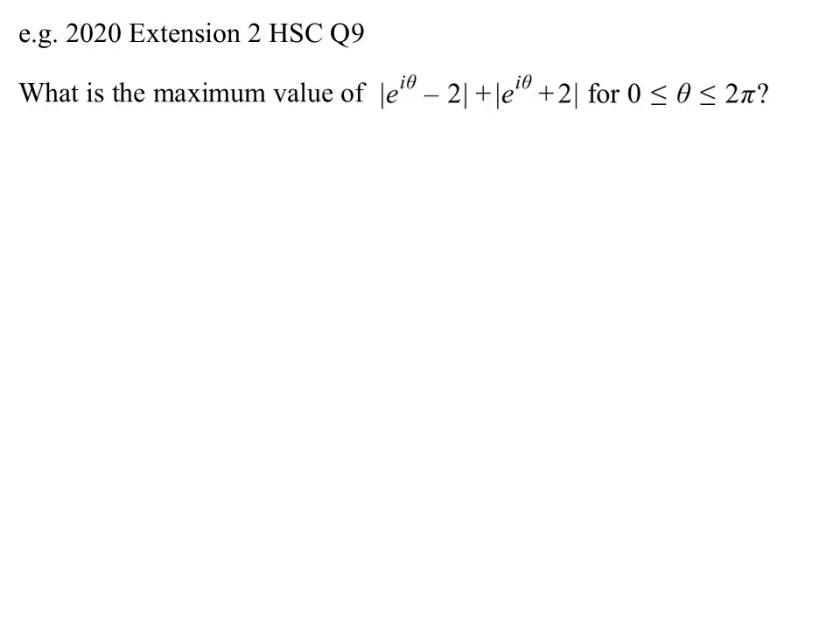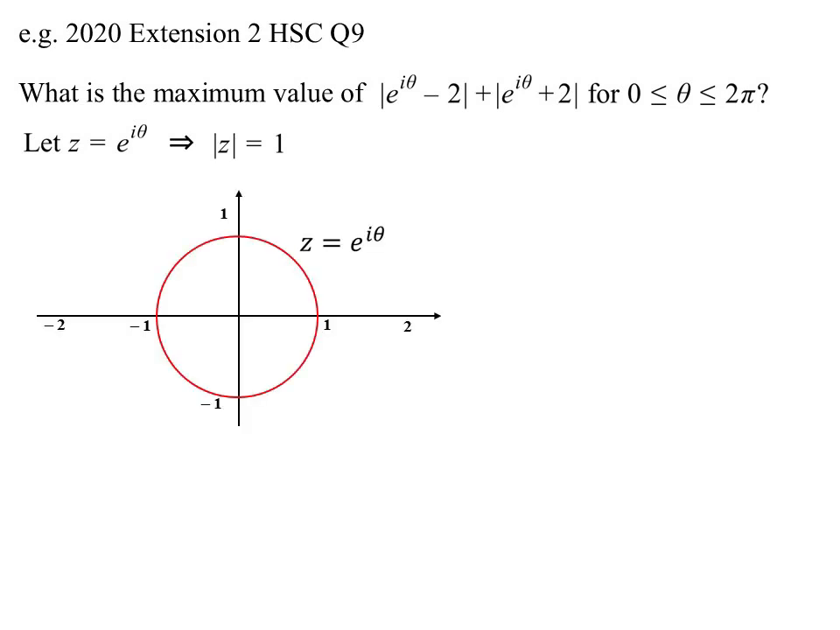The very first paper in the new course was the 2020 paper, question 9, which means it was actually one of the multiple choice questions. But it asked, what is the maximum value of this expression? Well, if I let z equal e to the i theta, now the modulus of z would be 1, because the coefficient of e to the i theta in this case is 1. So we know that. Therefore, I know that all the solutions will lie on this circle.